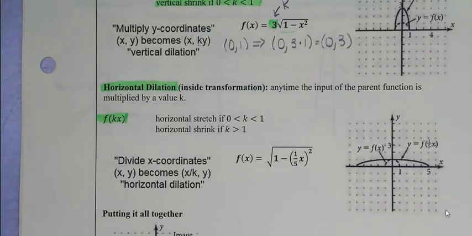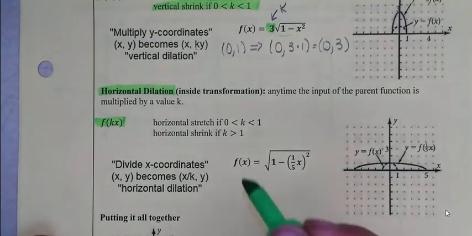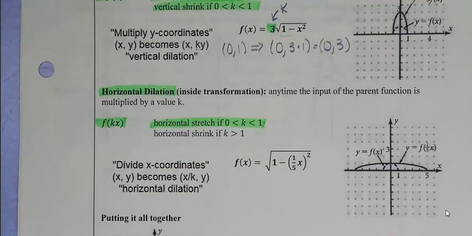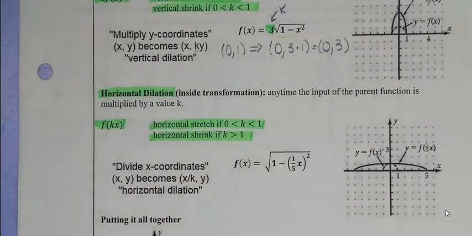So you're going to get a horizontal stretch. This is opposite of what was going on up here. You get a horizontal stretch if k is a fraction in between 0 and 1. You get a horizontal shrink if k is greater than 1.